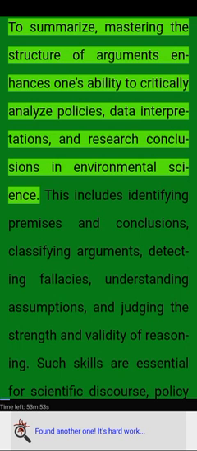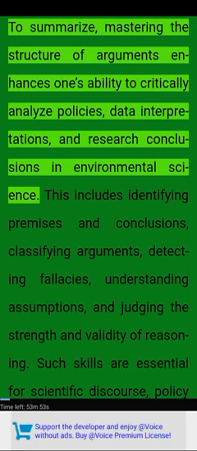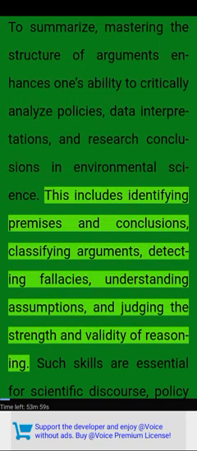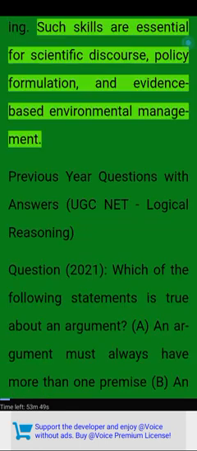To summarize, mastering the structure of arguments enhances one's ability to critically analyze policies, data interpretations, and research conclusions in environmental science. This includes identifying premises and conclusions, classifying arguments, detecting fallacies, understanding assumptions, and judging the strength and validity of reasoning. Such skills are essential for scientific discourse, policy formulation, and evidence-based environmental management.